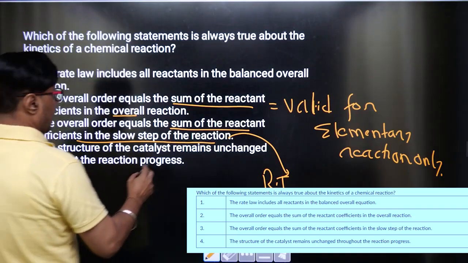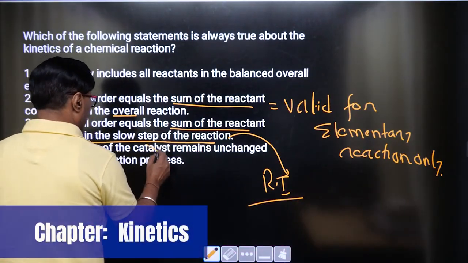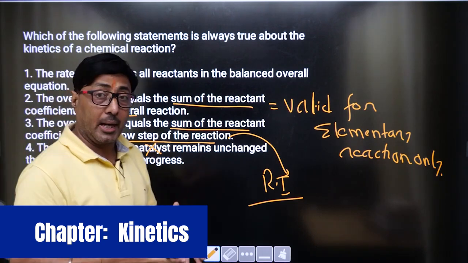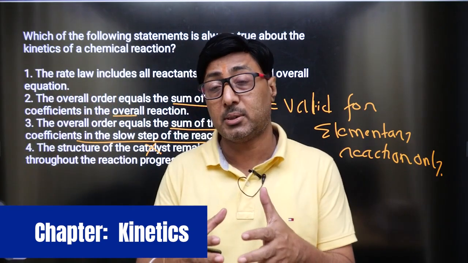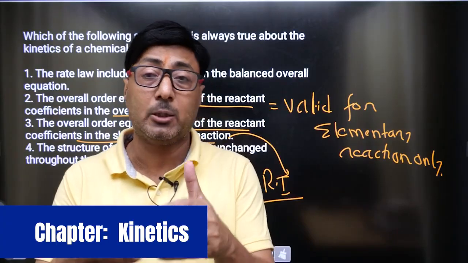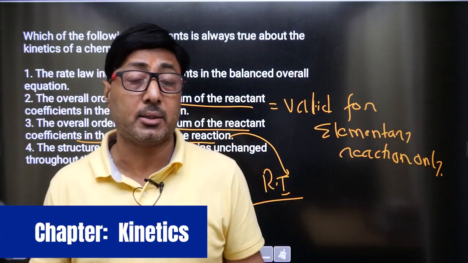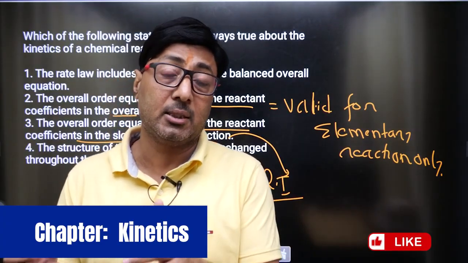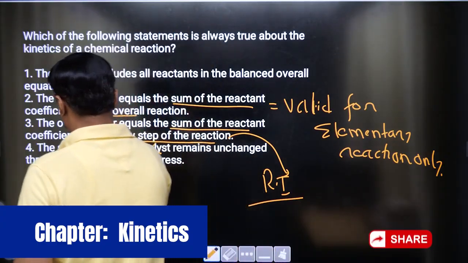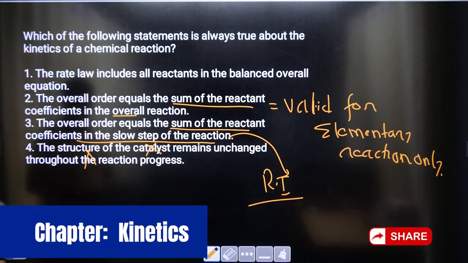The structure of the catalyst remains the same. If it remains the same, then how can the structure be changed? Some catalysts, for example shape selective catalysts, have their shape changed during the reaction. So it cannot remain the same. This one is also an incorrect statement.